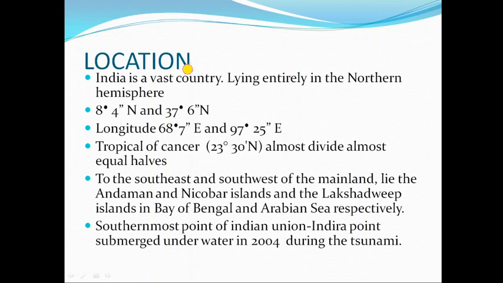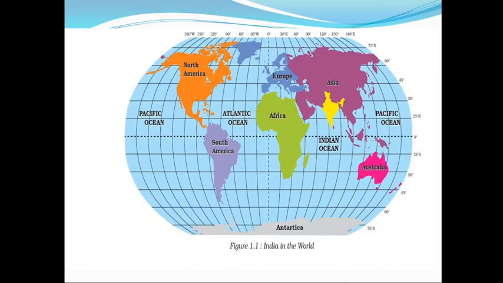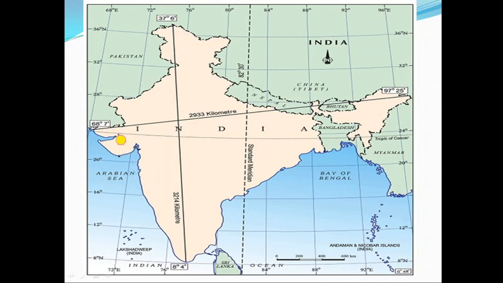Now let's discuss the first topic of this chapter. This is location. As we know, India is a vast country lying entirely in the northern hemisphere, especially the northeastern hemisphere. India's position is the center of the Asian continent in the northeastern hemisphere. The latitudinal extent of India is 8 degree 4 minute north to 37 degree 6 minute north, and the longitudinal extent of India is 68 degree 7 minute east to 97 degree 25 minute east. I am referring here to north and east because India is north of the equator, and east of the prime meridian.